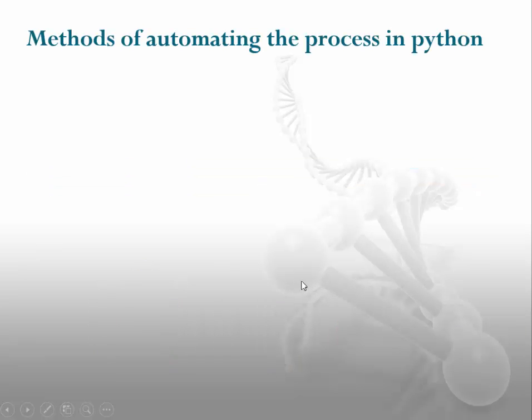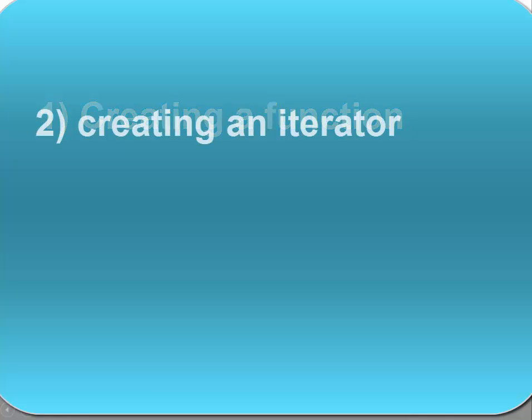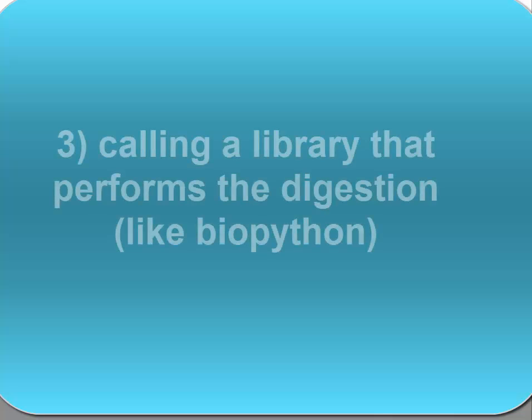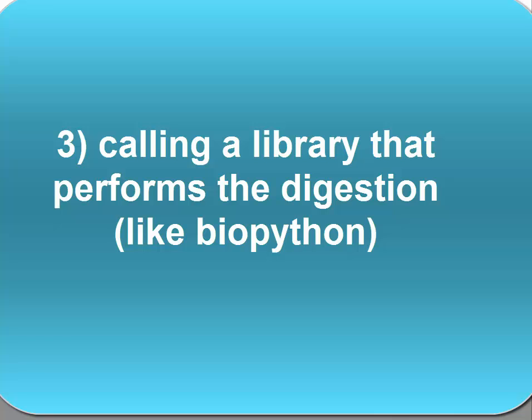Right, so there are several methods of automating the process of restriction digestion in Python in silico, which could be creating a function, or creating an iterator which could iterate through the DNA, and also you could create a function that works with libraries, or you can call a library that already has the digestion function installed or written in it.